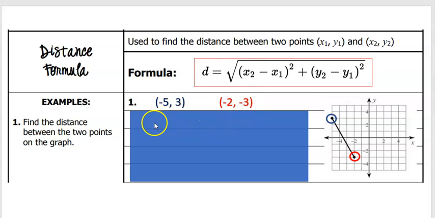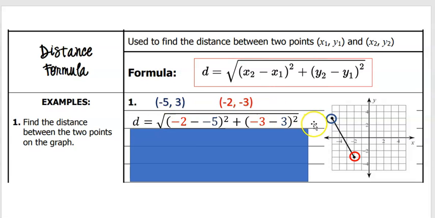So when you take that and when you plug it into the formula, this is what it should look like, okay? So if I ask you to show your work, which I will, I always want you to set it up. I will allow you to use Desmos or a calculator, but you must be able to set it up. So this is an expectation. So notice I have -2 minus -5 squared plus -3 minus 3 squared. Look closely at where I got those values from, okay?